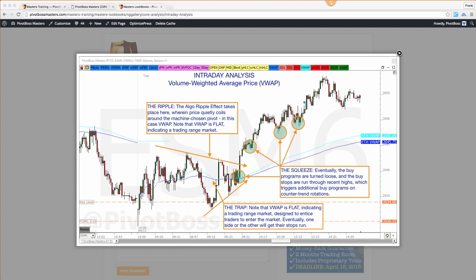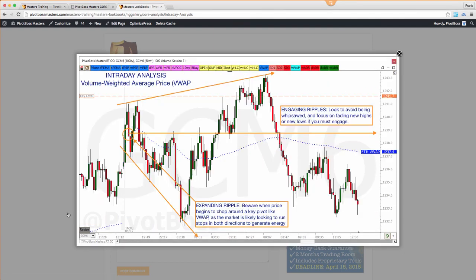So once the squeeze is on, the buy program stepped on the gas right here, and you can see the big squeeze occur. And now all counter trend rotations are then defended by the programs on the way up until proven otherwise. Here's an expanding ripple right here. So this one's just a very quick slide here again. What does an expanding ripple look like?